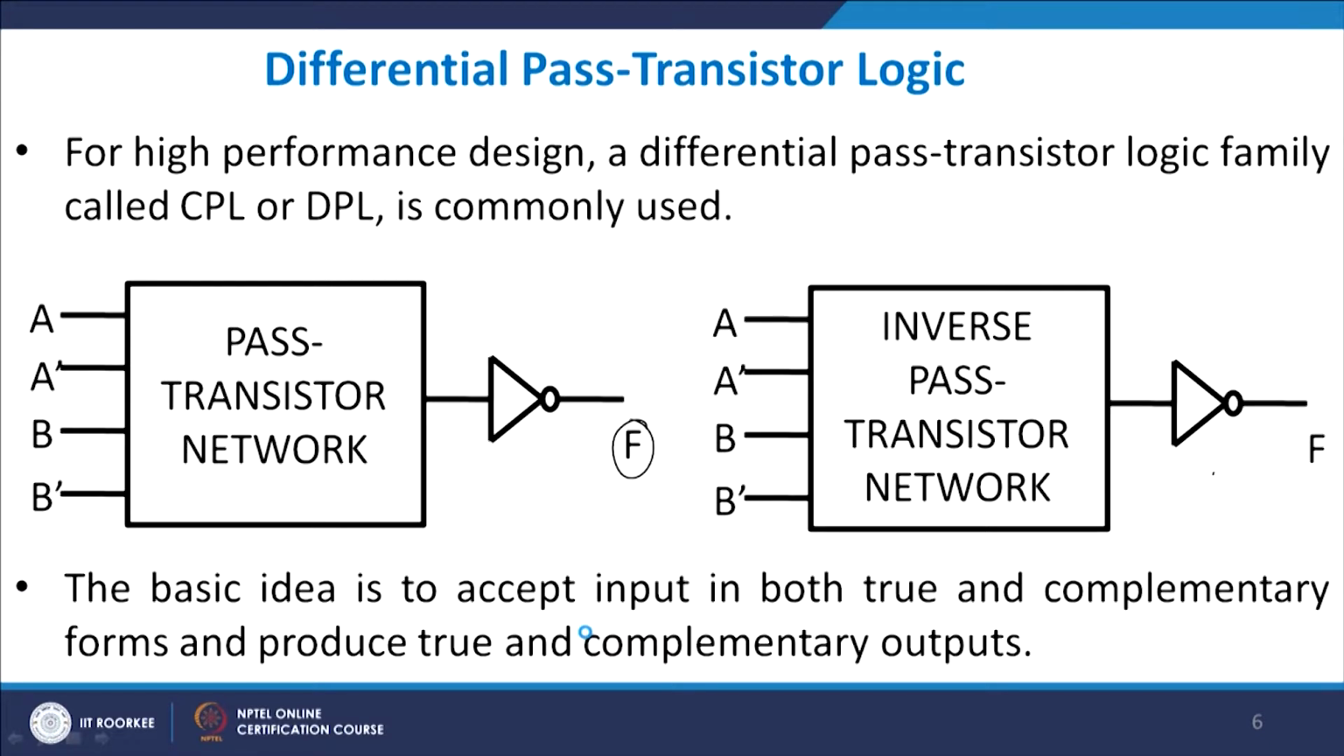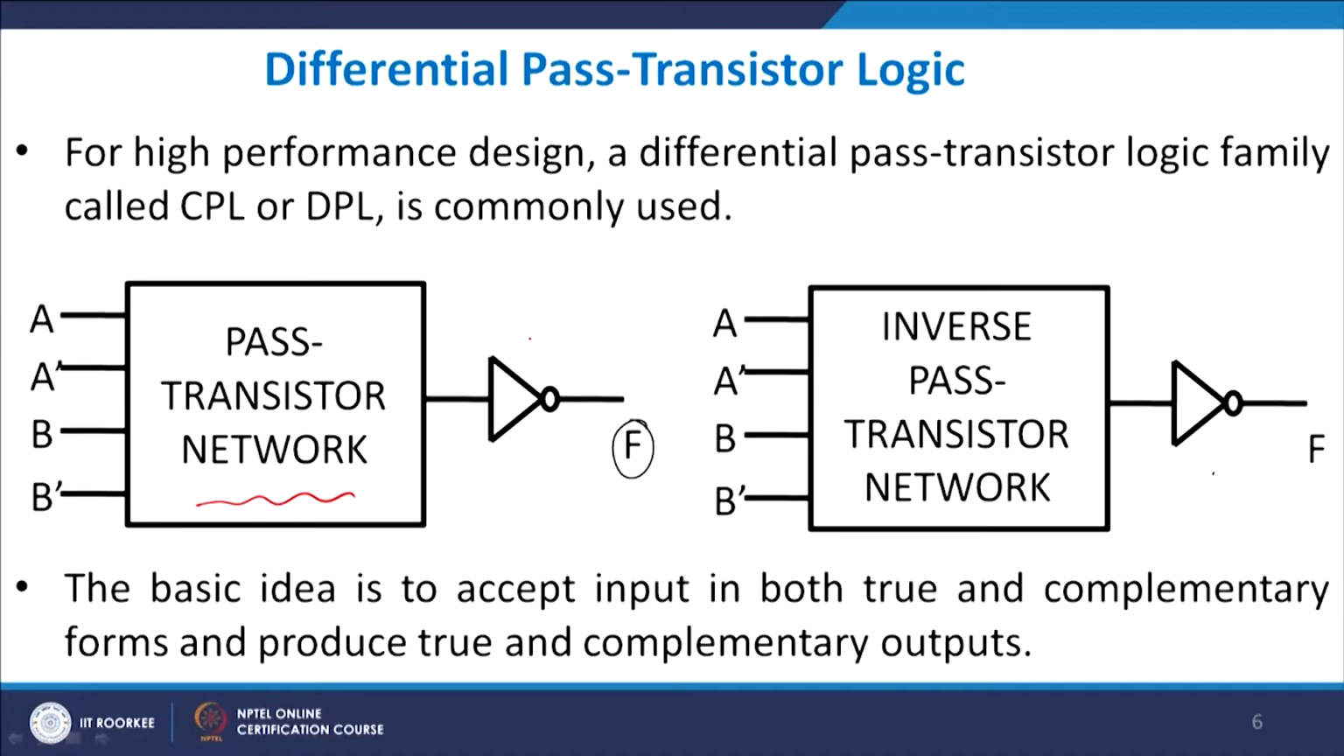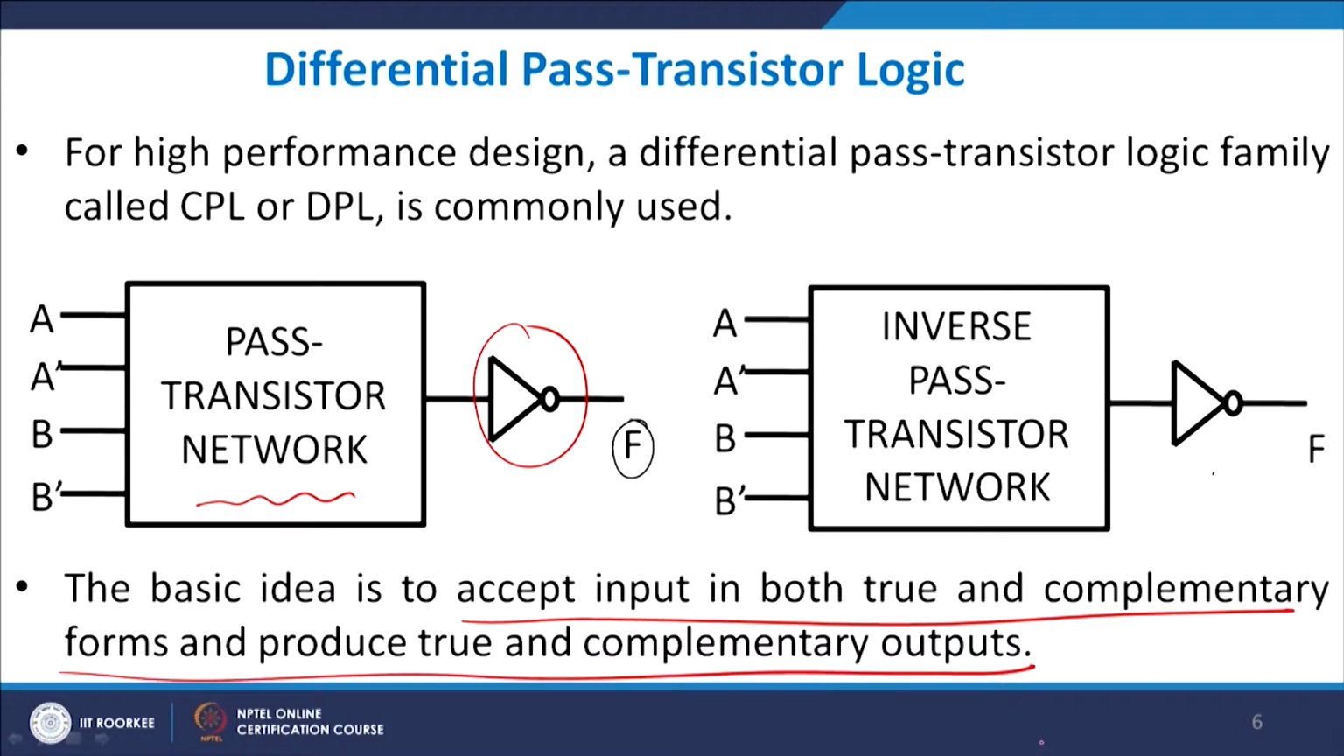Now typically when you do a high performance design, you use differential pass transistor logic, in which we assume that my inputs and their complements are available. So A bar, B, B bar, C, C bar are all available, and I build a pass transistor network here and then put a static inverter to get a full swing on the output side. The basic idea is to accept the input in both true and complementary form and produce a true and complementary output. That's simple because you do have a static inverter here.